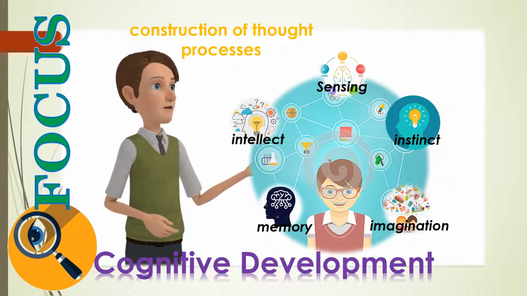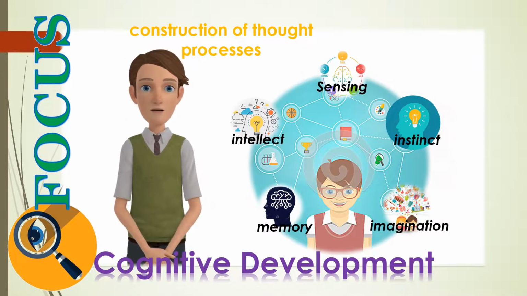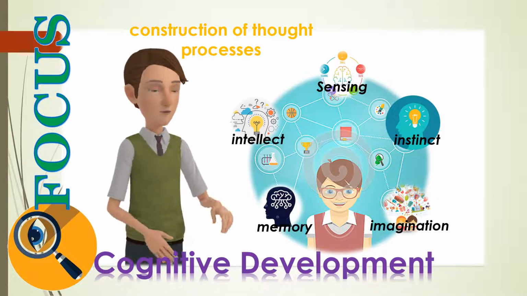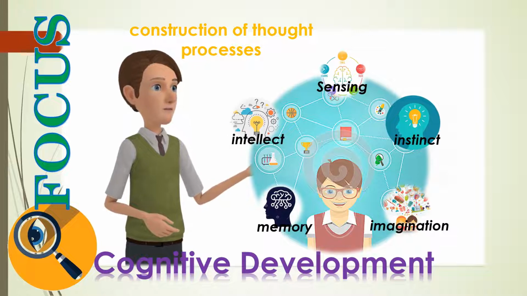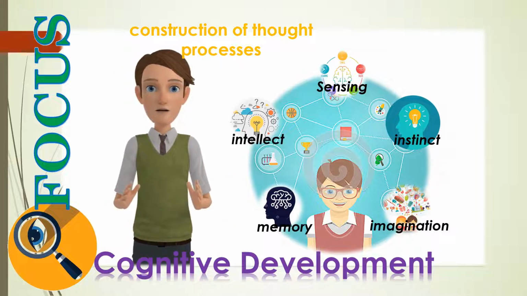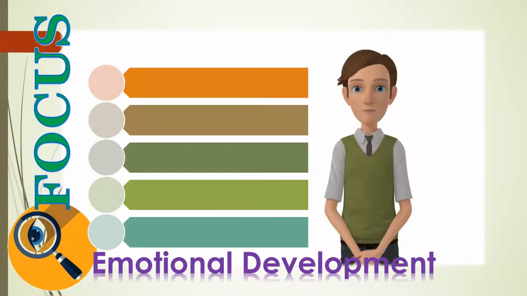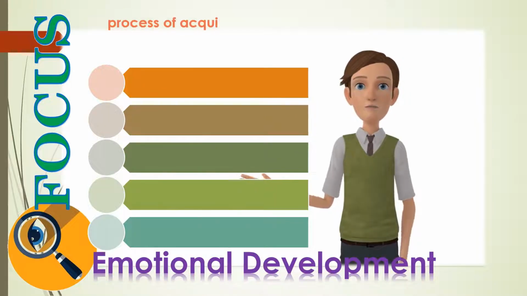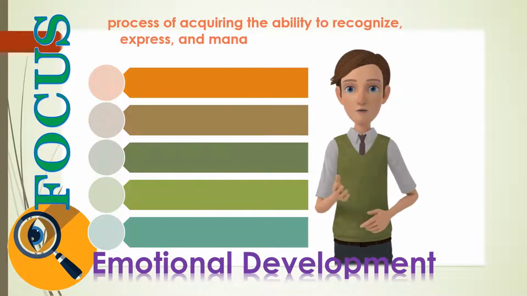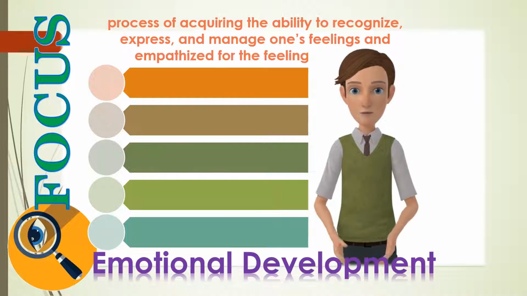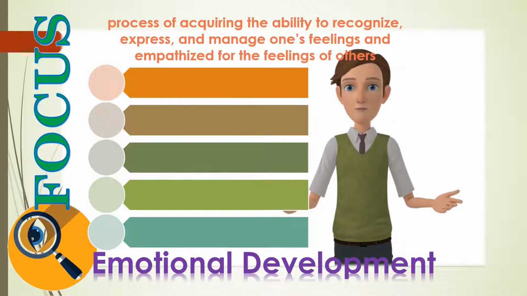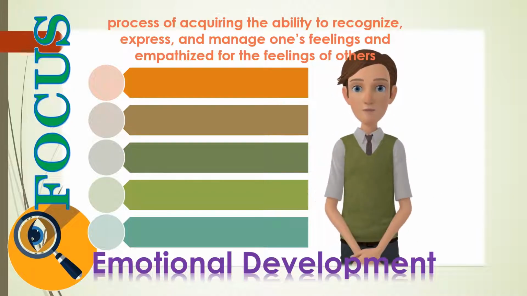With these cognitive abilities, an individual is able to perceive, think, and gain an understanding of the world through the interaction of genetic and learned factors. Emotional development refers to the process of acquiring the ability to recognize, express, and manage feelings at different stages of life and to have empathy for the feelings of others.